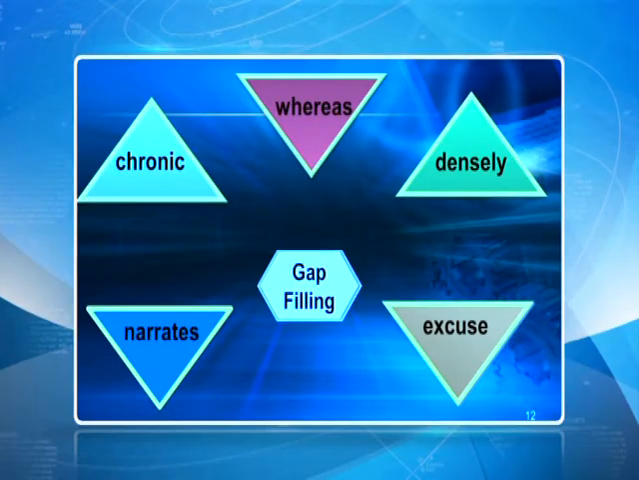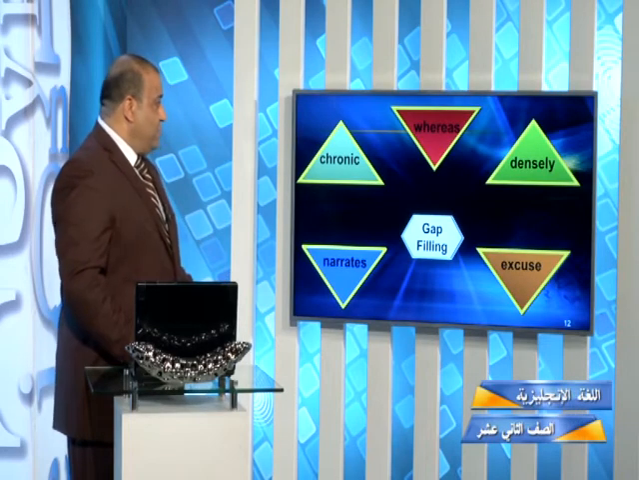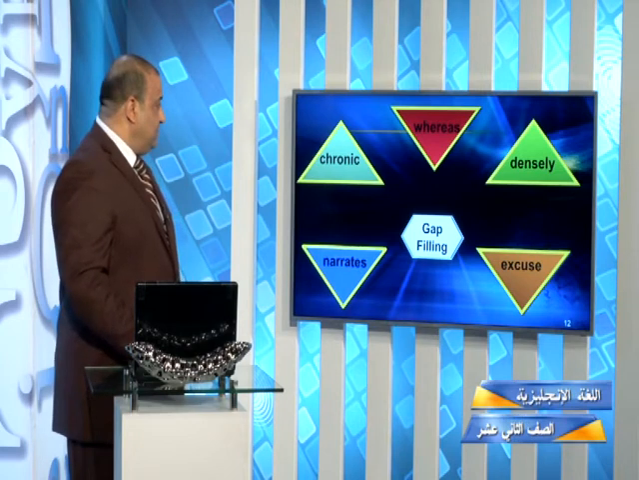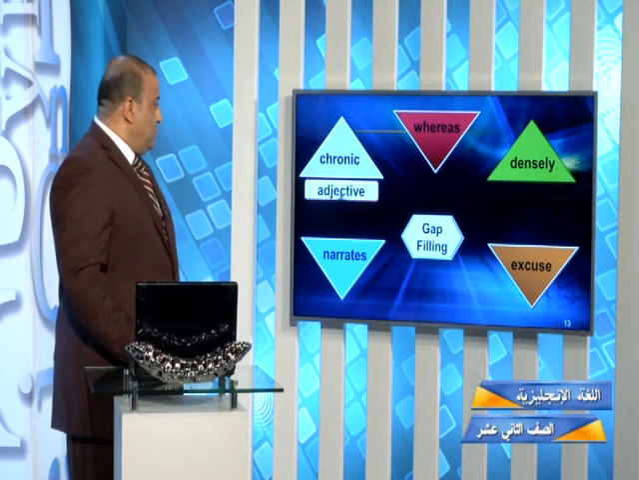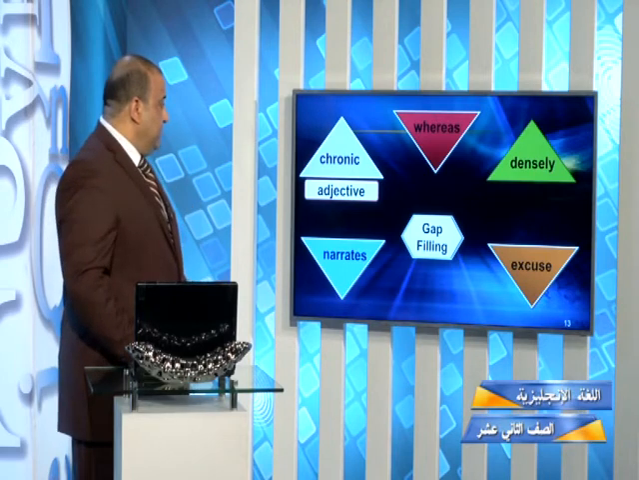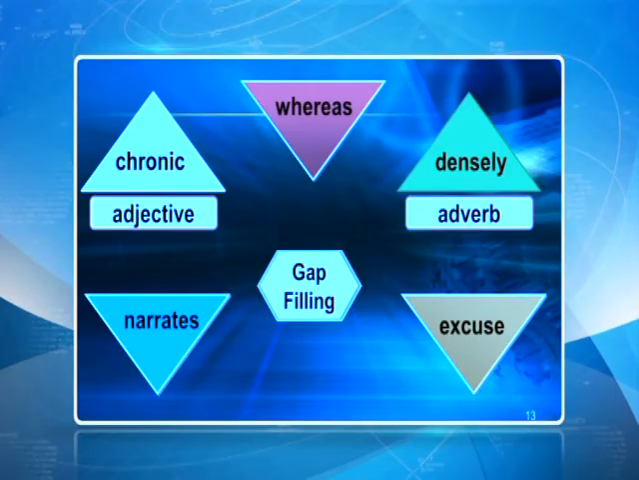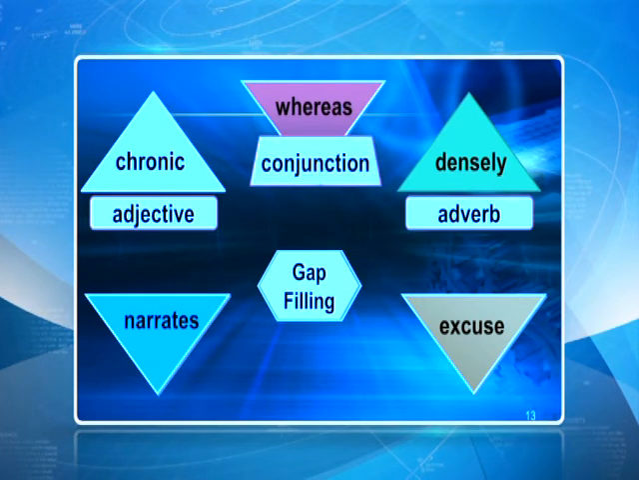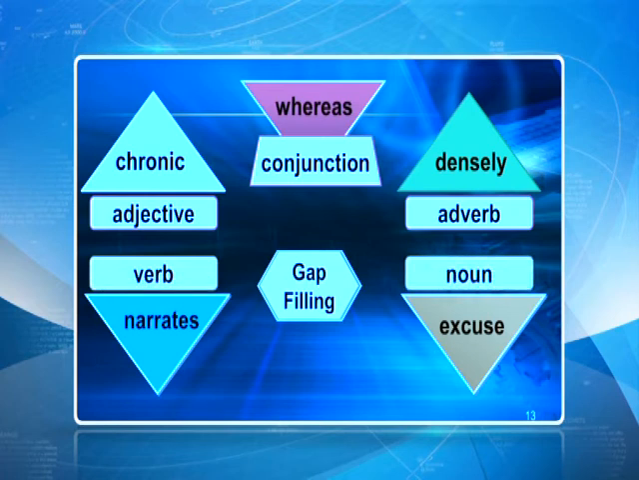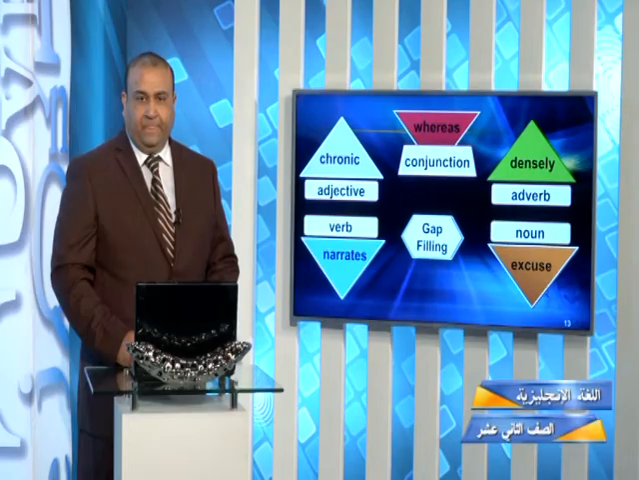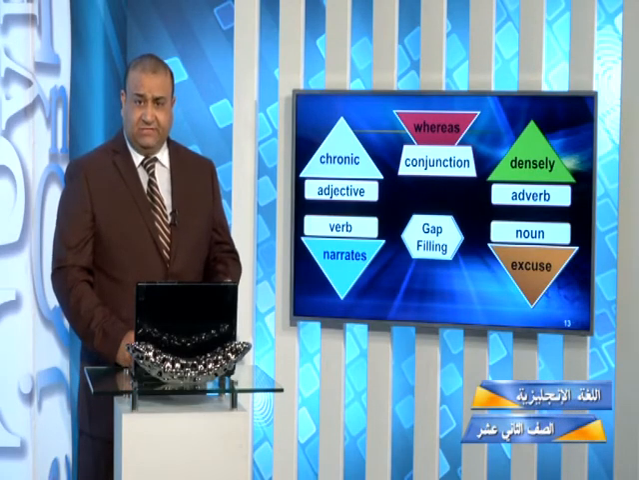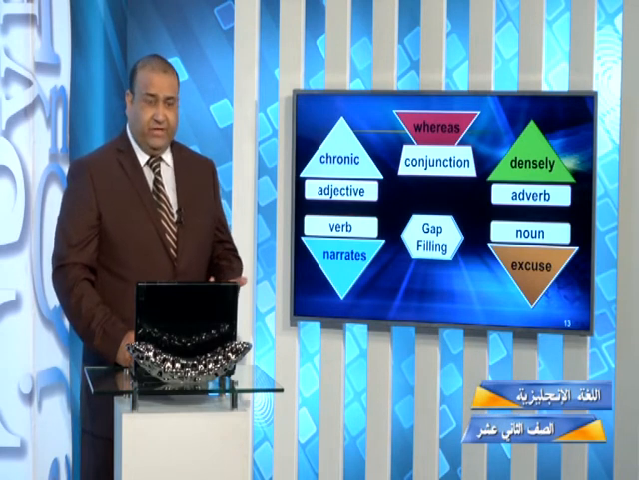Let's have a look at the words. Always before answering, try to define the part of speech of every word in order to make it easier for you to decide on the right gap or space in the task. For example, you should know that chronic is an adjective, densely is an adverb, whereas is a conjunction, narrates is a verb, and excuse is a noun. Why is this important? Because if you focus on the boundaries of the sentence, you can decide on the appropriate word in a very easy way.